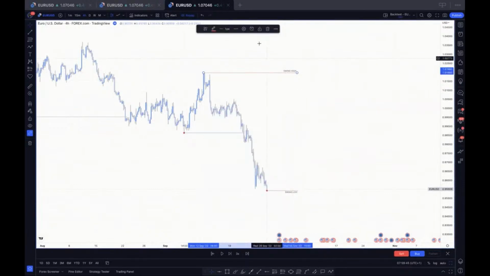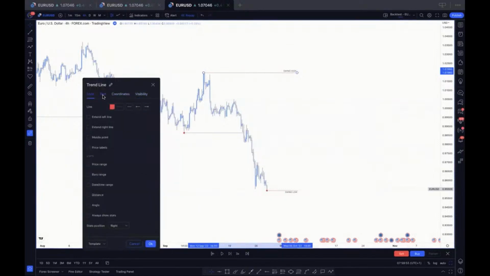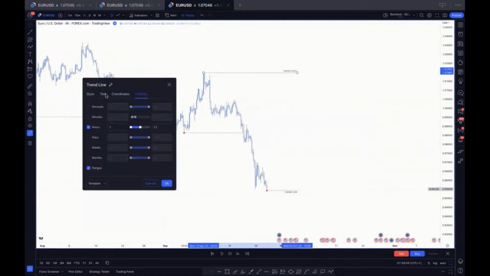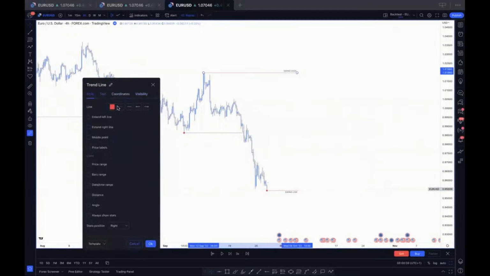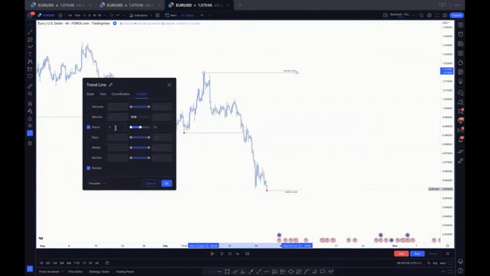Another thing, by the way, we'll be learning all of this, so you'll be seeing all of this as I go through the video. On this line, if I click on this settings button here, you'll see that you have style, you have text, you have coordinates, you have visibility. Usually the only thing you need to do is maybe change the color of your line if you want a different color, or maybe add some text. And then visibility. Visibility simply says, I want to see this maybe on the minutes chart. So I'll say minutes, so I want to see it on the 15 minutes. If you want to see it on the daily, you also say, okay, I want to see it on the daily chart. That's basically how this works.